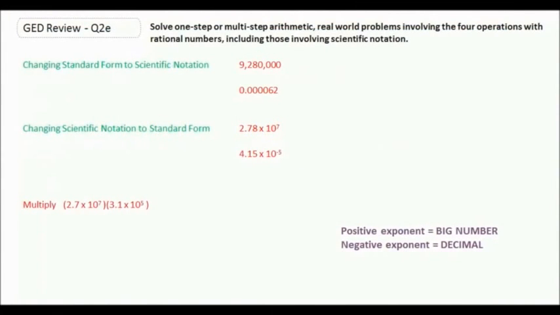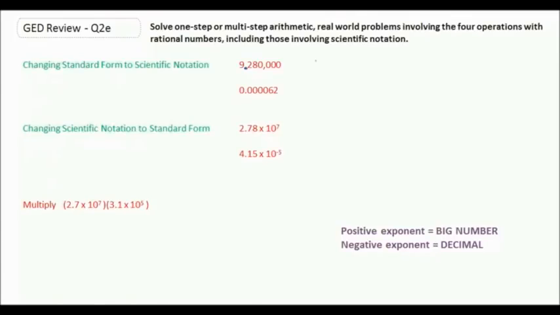Finally, let's work a little bit with scientific notation. Scientific notation is a way of writing really big numbers or really tiny decimals in a shorthand way, so you don't have to write out all the zeros inside the numbers. So if we want to change from standard form to scientific notation, we want to place a decimal somewhere in our number so that we create a number between 1 and 10.